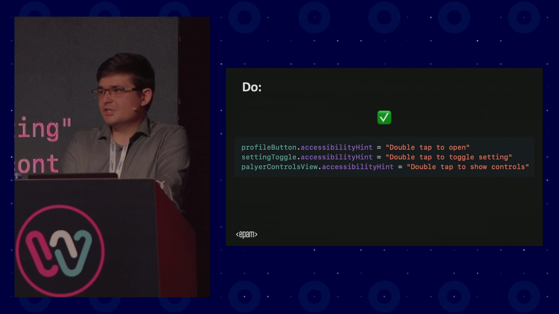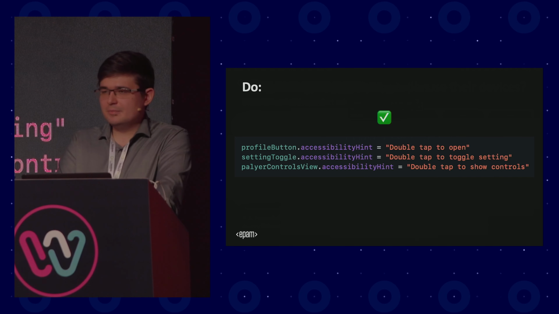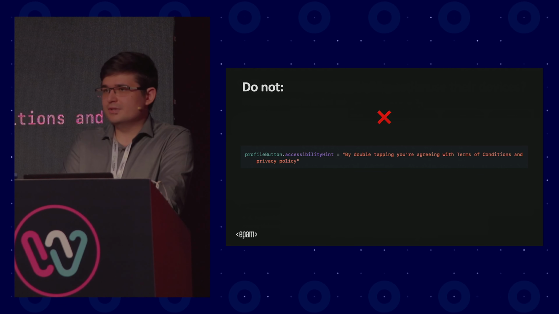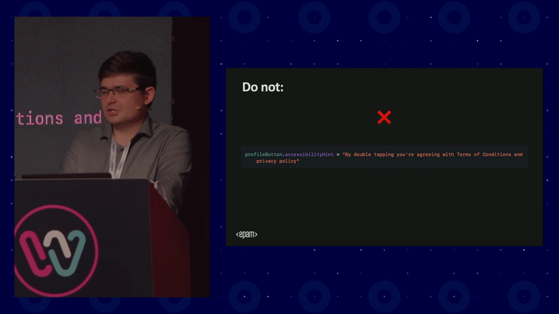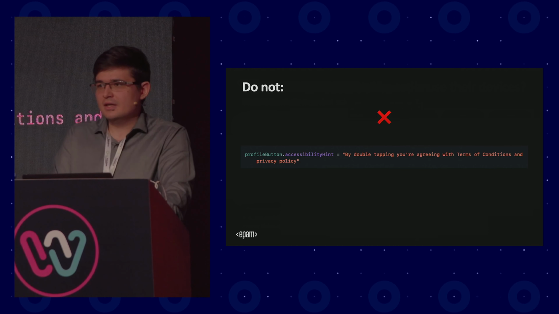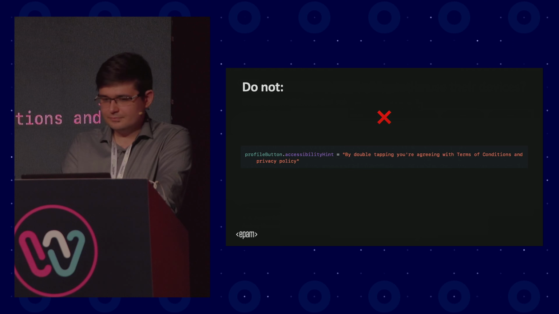Also, I'd like to share some important points regarding those hints. First, please keep them short, place only important information here. So follow the pattern "double tap to" plus action name, and do not make them really long, and do not place important information regarding your application's features, policies, legal information, because those hints can be easily turned off in the device's settings, and the user will just skip this important information.